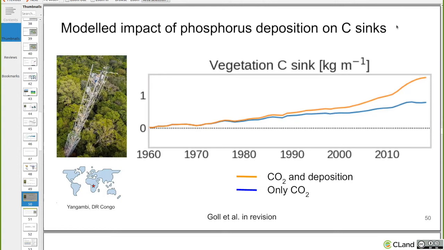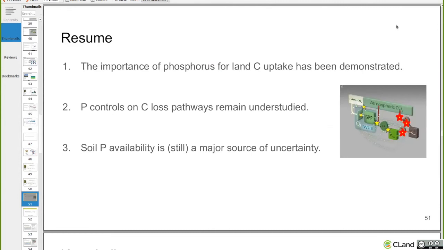So this gives a hint that phosphorus deposition, or changes therein, could be an important driver for at least sites in these regions with respect to the carbon sink. But currently they are not accounted for in any of the reconstructions of past or future carbon sinks. To summarize the first part of the presentation on the land carbon sink, I think the importance of phosphorus for the land carbon sink has been demonstrated, not only by modeling, but also by other methodologies.